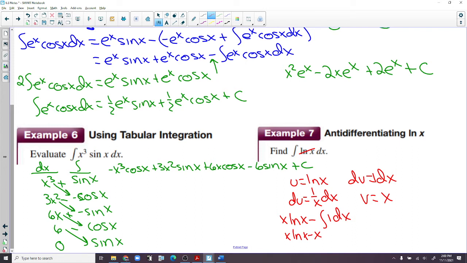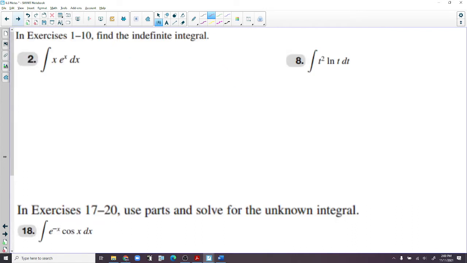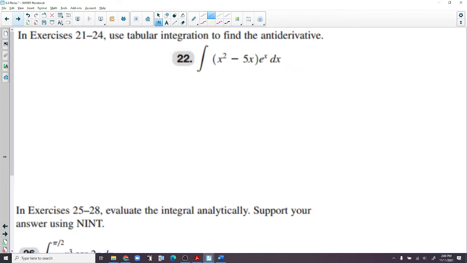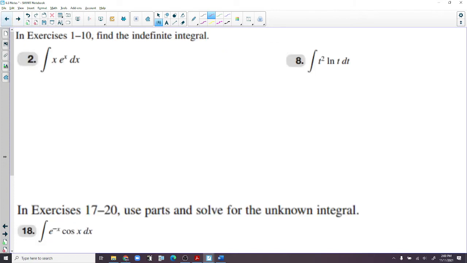Are we good? All right, ready to practice it? Try number 2. Find the indefinite integral. On your homework, you're not allowed to use tabular until it says you can. So you can't use tabular until number 21 in your homework. After we are completed with this section, you can do tabular anytime you want. But I want you to practice not doing it in the section. So no tabular here.